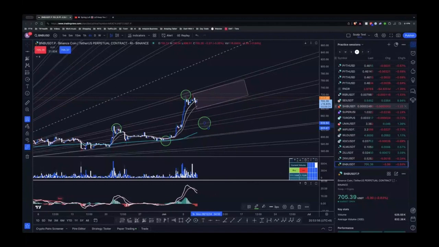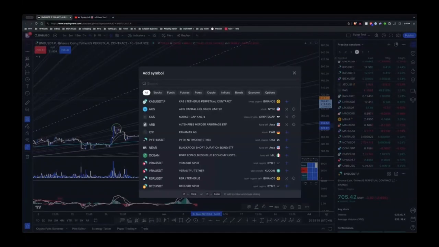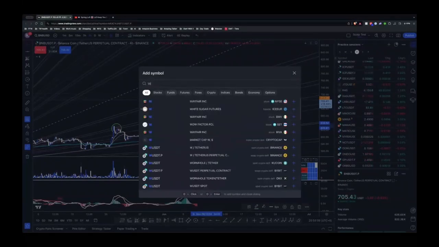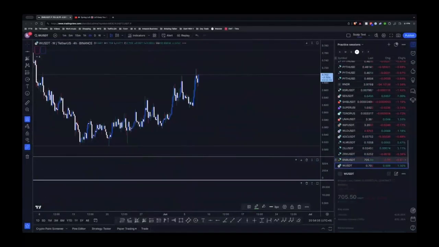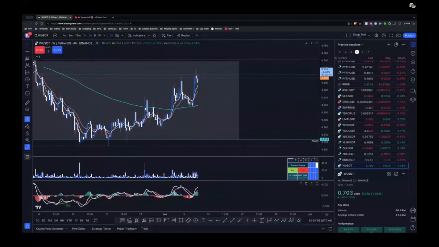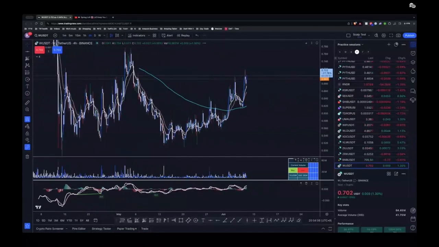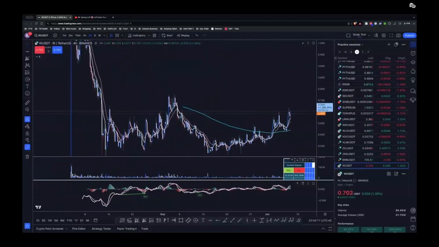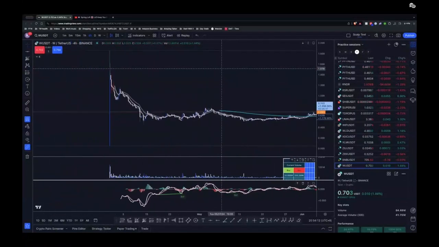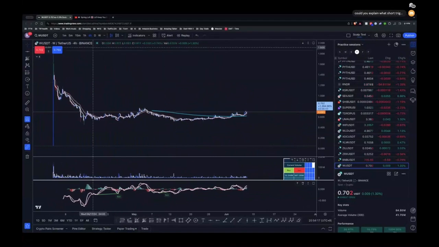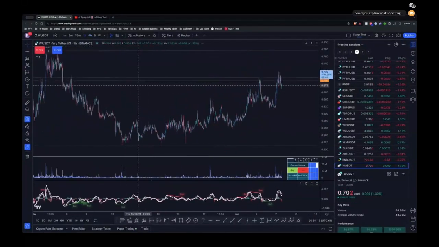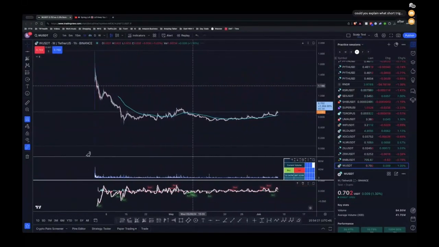I'm sorry, that is BNB. I thought I clicked on this. There we go. Okay, here we go. I'm sorry about that. That was BNB. Okay, so 4 hour. Back to this. Pretty relatively new coin. When you have a new coin, I look at 1 hour instead, just because there's a little bit more data.